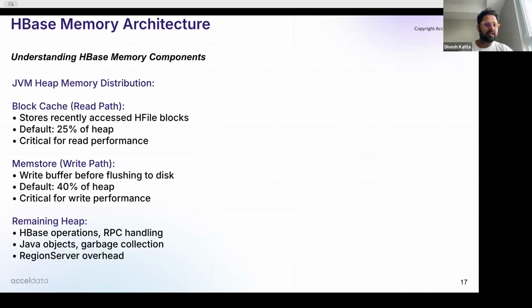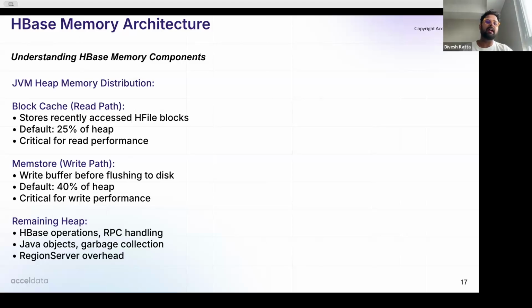The block cache is your frequently accessed inventory that you keep close at hand. When someone asks for data, you check here first. If it's not there, you go to the disk, which is much slower. The memstore is your staging area for the new inventory before it goes into long-term storage. Everything you write goes here first, and when it fills up, it gets flushed to permanent storage on disk.